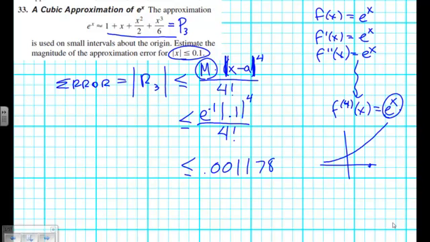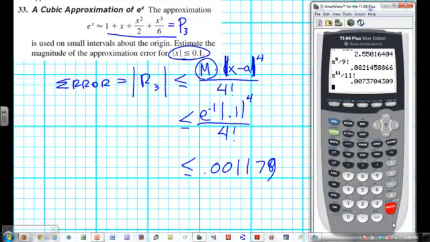Okay, now, does reality match that statement? How can we find out whether reality matches that? We say that the error is no bigger than that. Well, let's graph it. All right.